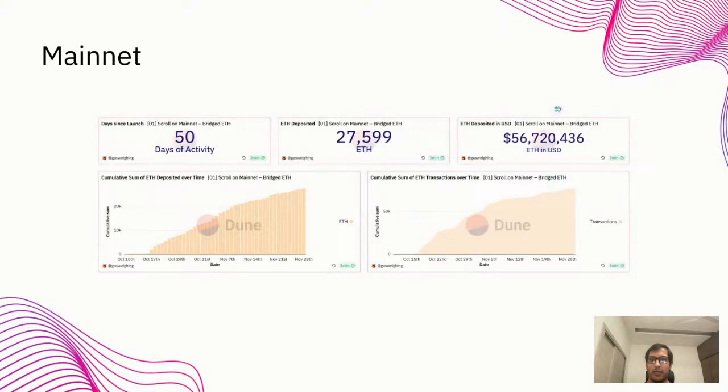Moving on to some mainnet stats, the chain has been live for 50 days. There's been steady growth in the ecosystem. The first chart from Dune Analytics shows the data of ETH bridged to Scroll. These charts definitely show a constant flow of bridged capital from participants to participate in the network. 27.5 thousand ETH was bridged, and the dollar value for that is 56.7 million.